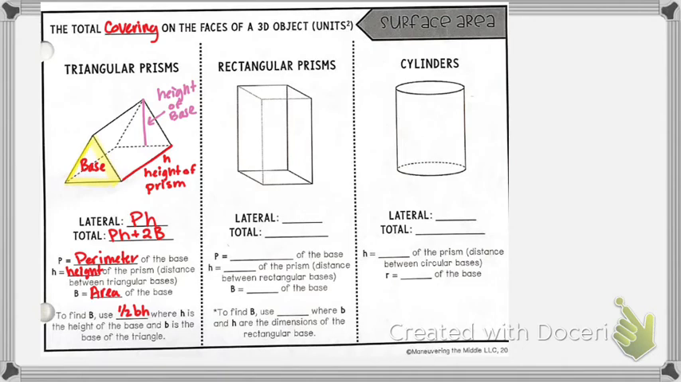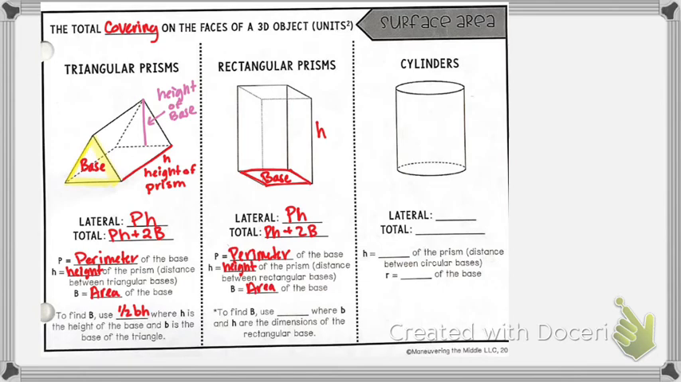Rectangular prisms are a little bit easier. We have a base of a rectangle. This is our base, and our height is just the height on here. The lateral will be the same as the triangular prism, so P h, perimeter of the base times the height of the prism. And then the total will be the lateral, P h, plus 2 bases, 2 B, where P is the perimeter, just like the other one, and h is height. The capital B is going to be the area of the base.